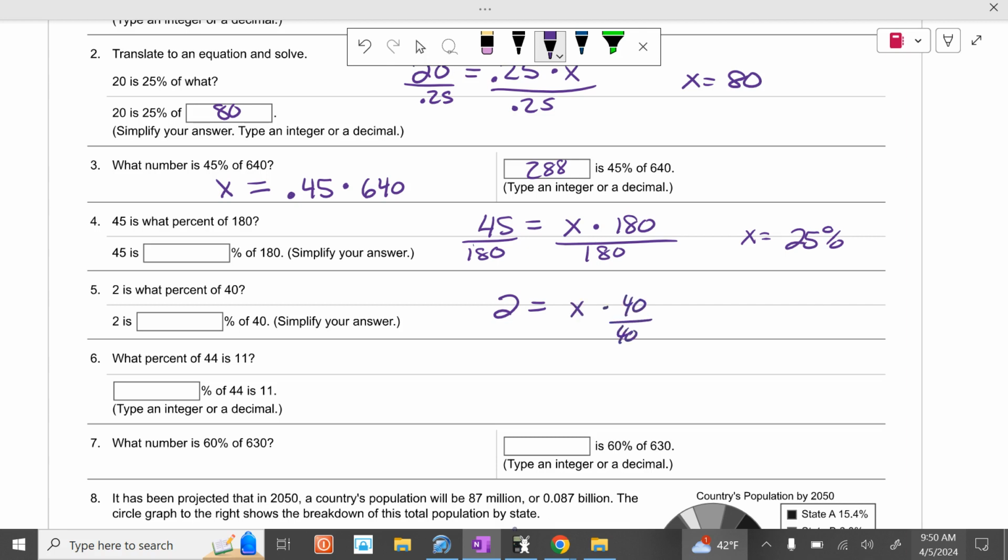2 is what percent of 40? So we divide by 40. Oh, not 0.40, divide by a regular 40. x equals 0.05. So then it would be 5%.